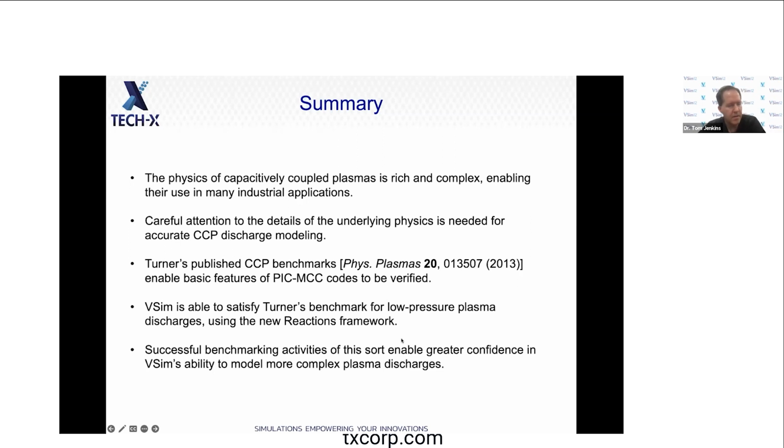And I should point out that this is a change to our existing Turner example that we've had, which used our old reactions framework that had less functionality. The new Turner example that we will be including in the 12.1 release will make full use of our new reactions framework and have greater capability to do different discharges of interest to our customers. And successful benchmarking activities of this sort are the kinds of things we're interested in at TechX, to build confidence in our software and to ensure that it can solve the problem that you want to solve and to meet your modeling needs. So thank you very much.